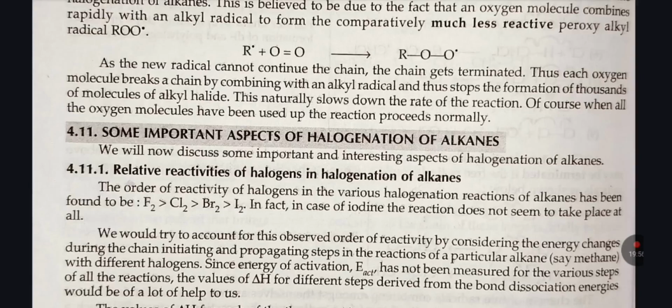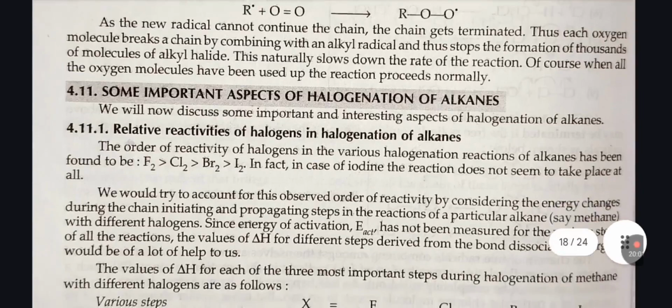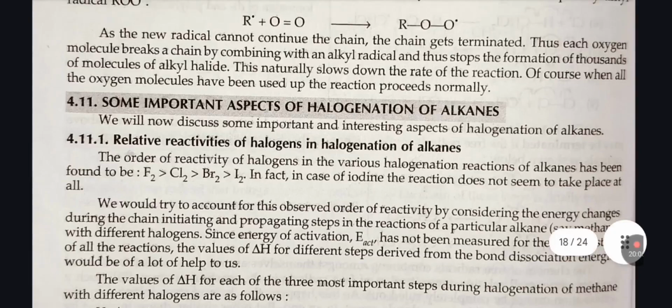Some important aspects of halogenation of alkanes. We will now discuss some important and interesting aspects of halogenation of alkanes. First, relative reactivity of halogens in halogenation of alkanes. The order of reactivity of halogens in various halogenation reactions of alkanes has been found to be F2 > Cl2 > Br2 > I2. In fact, in the case of iodine, the reaction does not seem to take place at all.